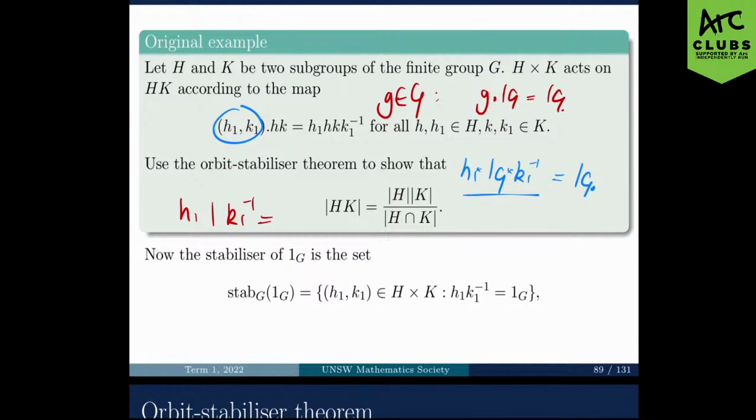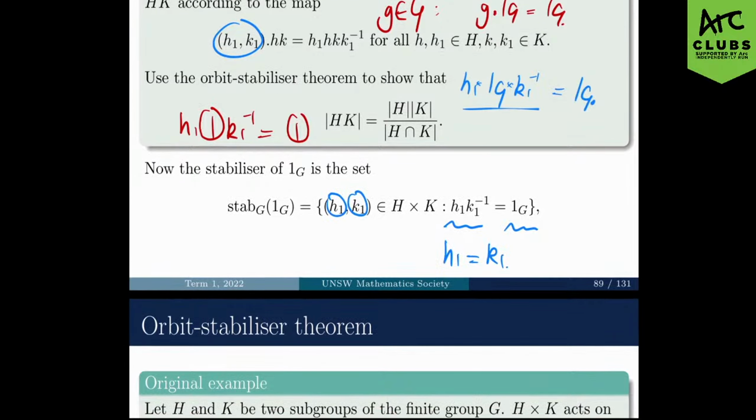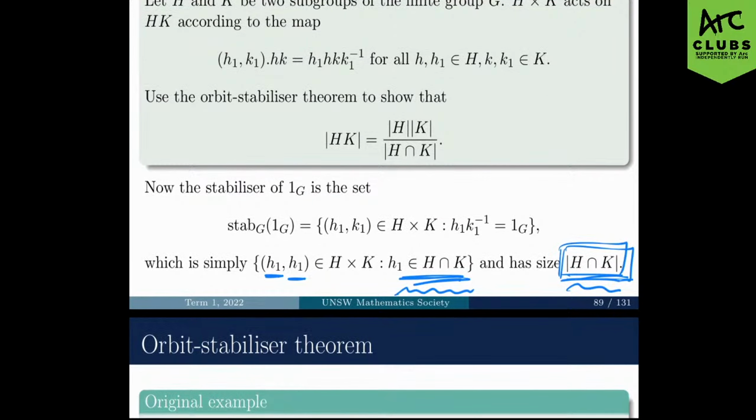Rewriting that, we've got h1 k1 inverse is equal to 1G. Okay, so that's a good start, but this is actually equivalent to h1 equals k1, which means that these two things have to be the same. When is that possible? Remember, this is in H times K. This has to be in H, this has to be in K. So if they're the same thing, they have to both be in H and K. So we can rewrite it as the set of (h1, h1) in H times K such that h1 is in the intersection of the two sets. And what will the size of that be? It's just going to be the size of H intersect K.